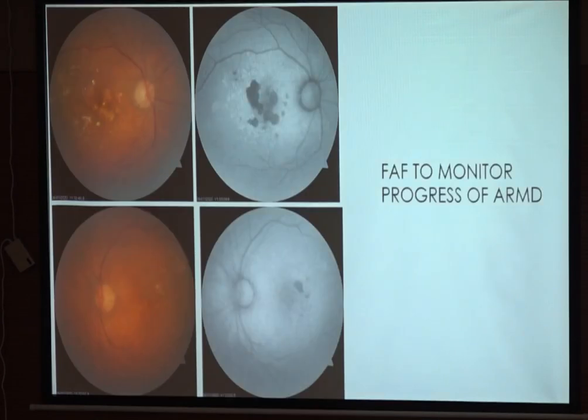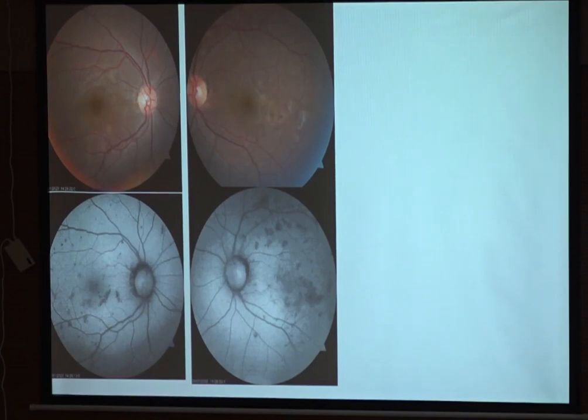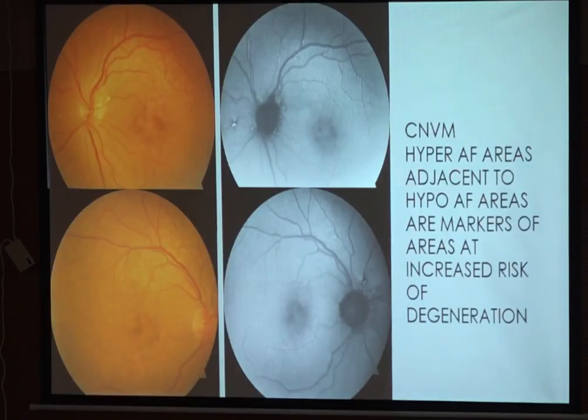This is another case which is just showing how to monitor progress. I did show hyperautofluorescence and hypoautofluorescence. Now this is a case of CNVM. You see hyperautofluorescent lesions along with hypoautofluorescence. Hypo is already dead RPE, and this hyperautofluorescent area is suggestive of activity, and these are the areas which are going to be treated next. CNVM, hyperautofluorescence.